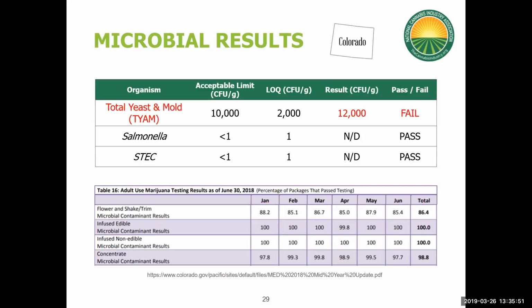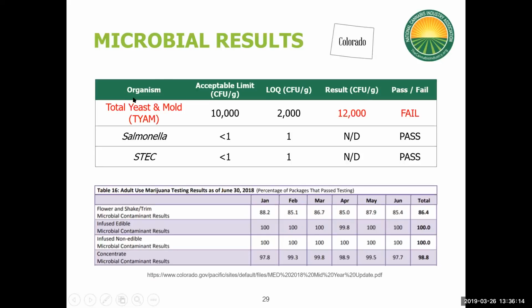Next, we're going to look at a microbial result example from Colorado. So you'll see the analyte listed. So in this case, it's organisms. You'll see the acceptable limit. In this case, we're looking at colony forming units per gram of sample, and then the limit of quantification along with the result. So this is an example, unfortunately, of a failed total yeast and mold result.